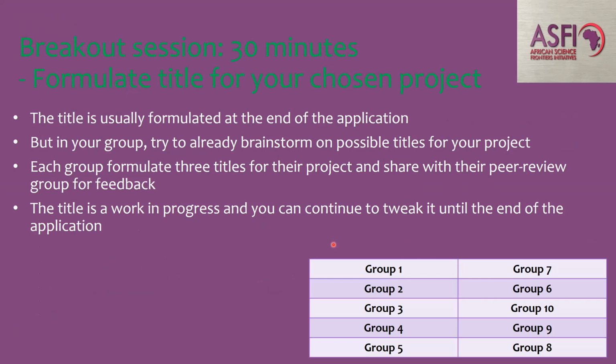Okay, I will send you out so that you can deal with this. I'm giving you 30 minutes. We'll come back at 9 GMT. What I want you to do is that in your group, begin to brainstorm on the titles. Each group should formulate 3 titles for their project, and share this with the peer group assigned to your group for feedback. The title is work in progress, so you can continue to tweak it until the end of the application. Once it is sent, the peer group should please give feedback on the titles before the end of today.